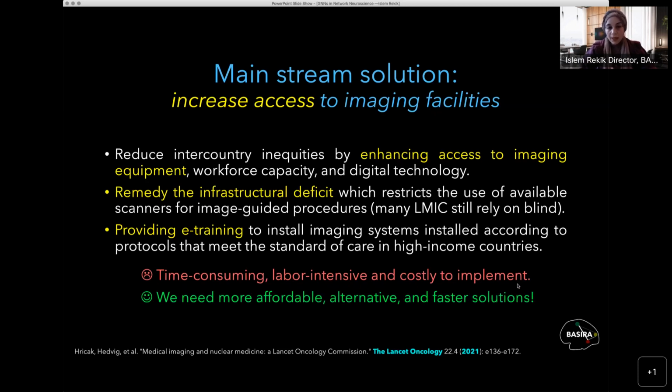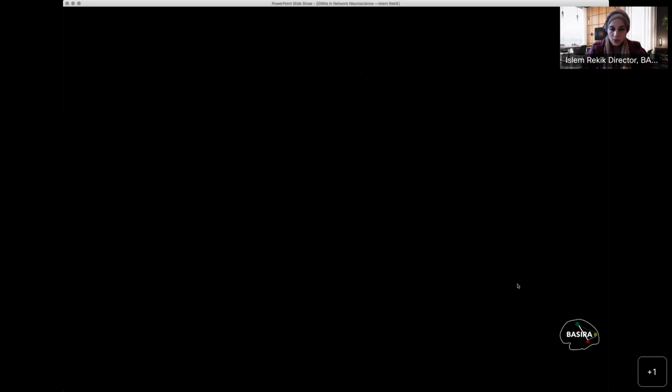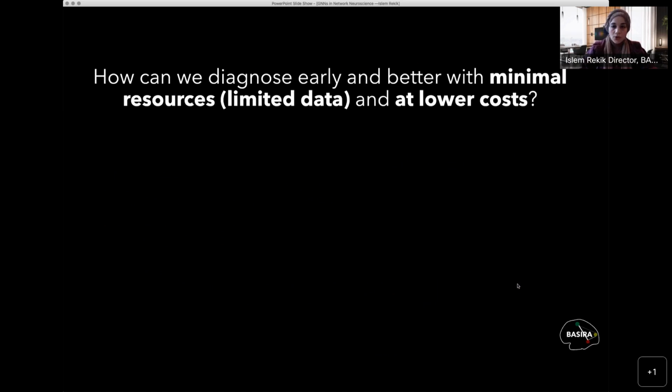So alternatively, we might want to think about how can we design more affordable, alternative, and faster solutions. And this is how AI can come to help. So today I'm just raising this question in general about imaging. So how can we diagnose early and better with minimal resources or with minimal limited data and at lower costs? So this is the most important question that we'll try to partially answer, but not fully answer. And I will explain why it's still a new research field. And I do believe there is a whole lot to do within this realm.